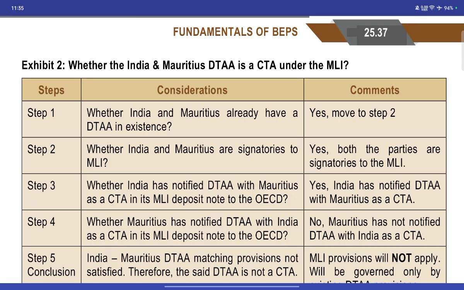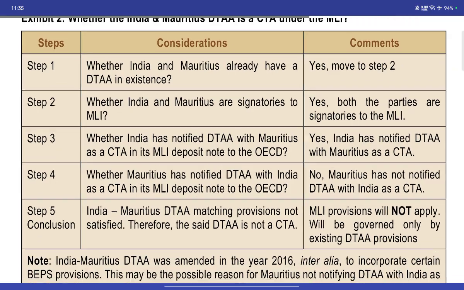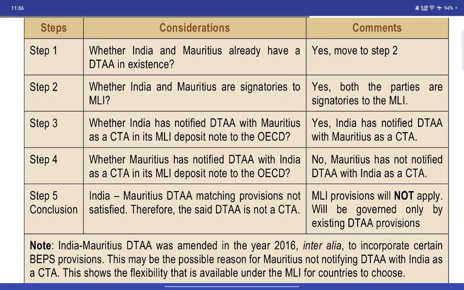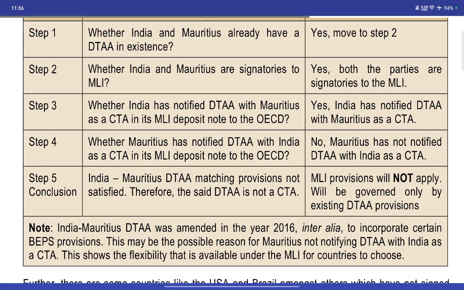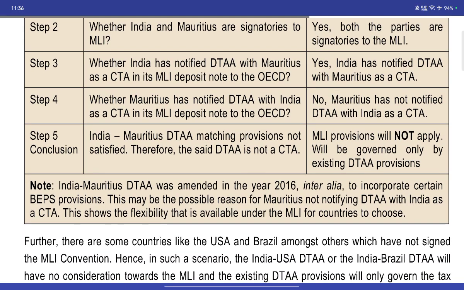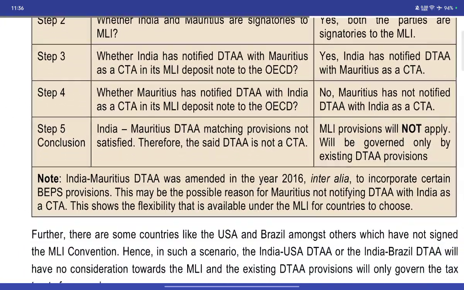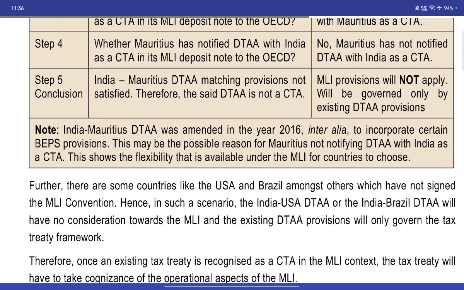Exhibit 2: whether the India and Mauritius DTA is a CTA under the MLI. Step 1, whether India and Mauritius already have a DTA in existence? Yes. Step 2, whether India and Mauritius are signatories to the MLI? Yes, both parties are signatories. Step 3, whether India has notified the DTA with Mauritius as a CTA in its MLI deposit note with the OECD? Yes. Step 4, whether Mauritius has notified the DTA with India as a CTA? No, Mauritius has not notified the DTA, so it is governed only by the existing DTA provisions.